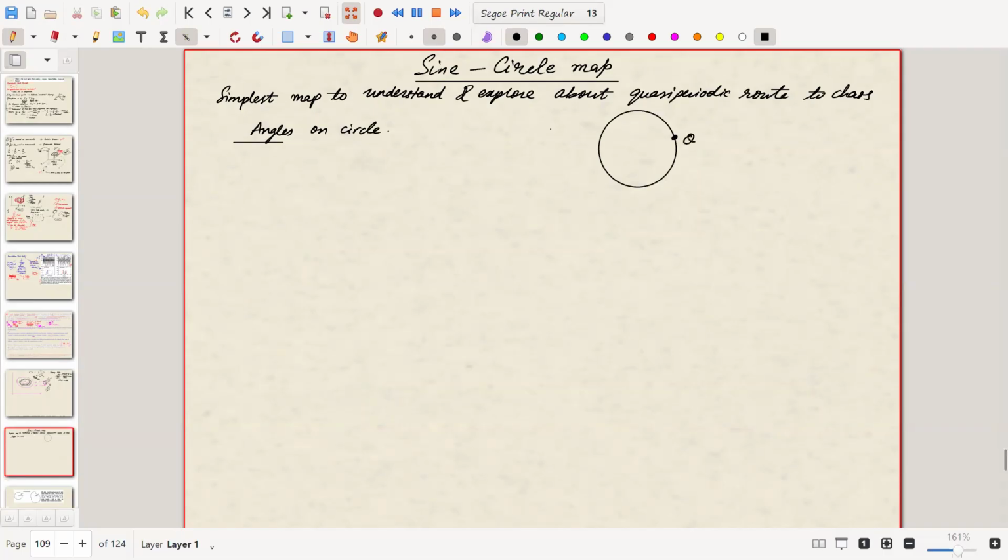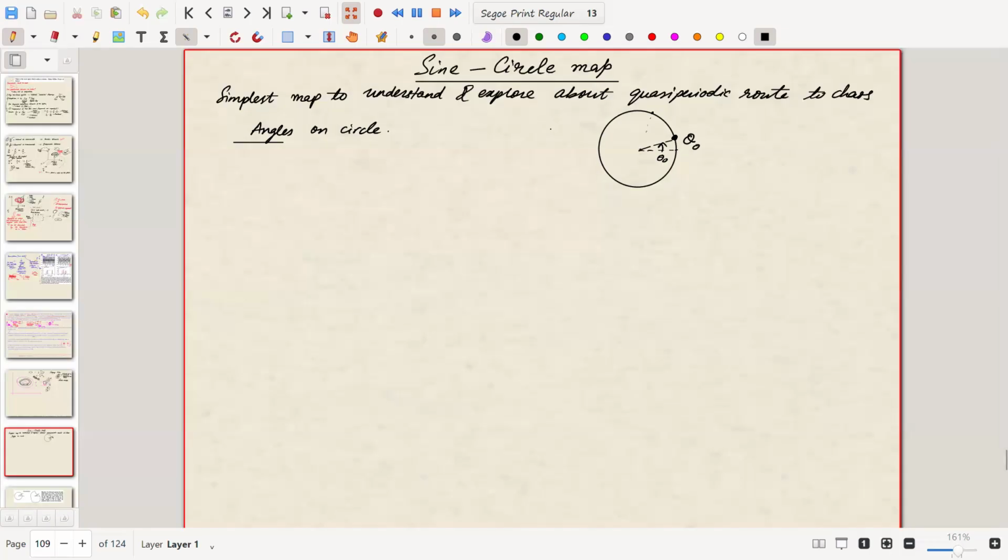You start with this theta naught. Suppose this is the base, and this angle is theta naught. So this point is characterized by the angle. The location of this point is characterized by the angle, isn't it? If you lie at this point, it will be a different angle, no? Yes. So this is theta naught.